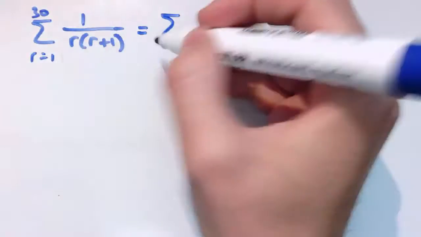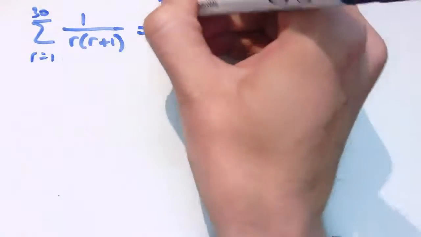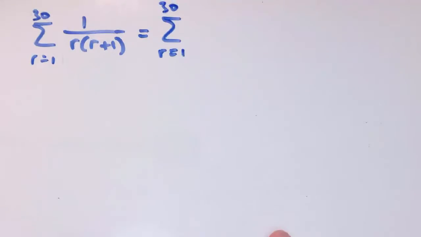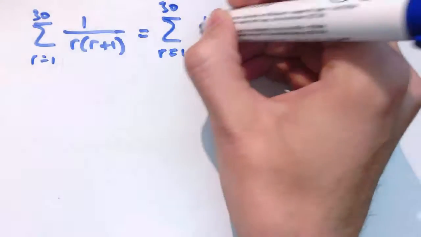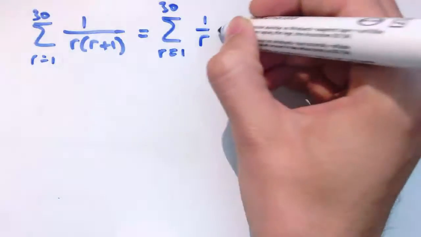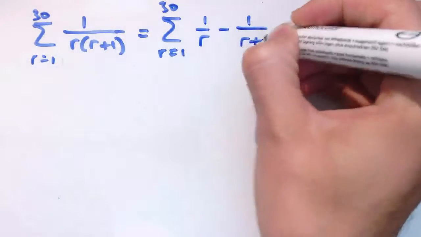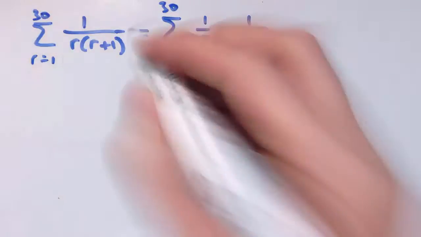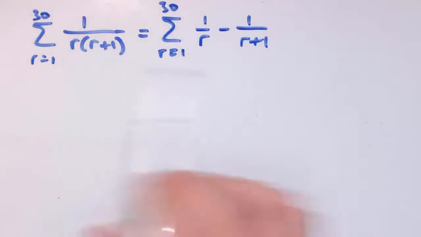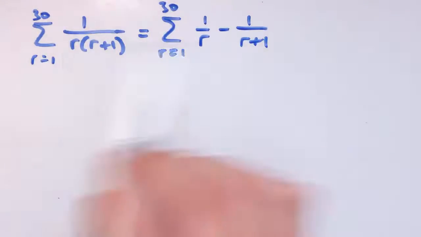So I've got something that's r plus 1. I'm going to keep the sum as it is. And I'm going to rewrite 1 over r times r plus 1 in partial fractions. And what we get is that this is 1 over r minus 1 over r plus 1. You can check that that works. We'll look at partial fractions if you're not sure how to do that. But these two expressions are equivalent.